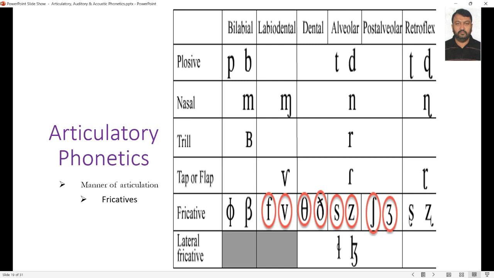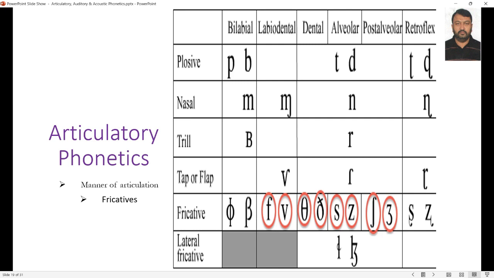Affricates are a sequence of stops followed by a fricative in the same place. Fricatives are consonants where the airstream is made turbulent by partially, but not completely, obstructing part of the vocal tract. Sibilants are a special type of fricative where the turbulent airstream is directed towards the teeth, creating a high-pitched hissing sound.